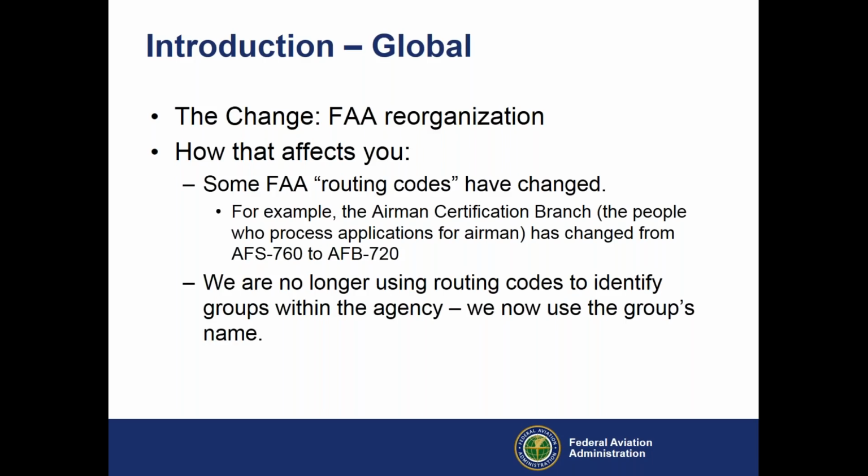The change that will be most visible to you will be that the routing codes for some of the divisions and branches that you may have had contact with have changed, such as the Airman Certification Branch. They are now identified as AFB-720, not AFS-760 like you're accustomed to. The other change you should see is that FAA employees are to refer to these divisions and branches by their official names. So we will refer to the testing branch as the Airman Testing Branch, not AFS 630. Through this presentation, I'll try to use both names as all of us become accustomed to this new change.